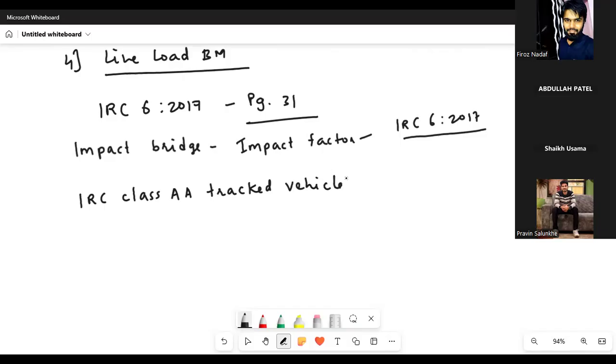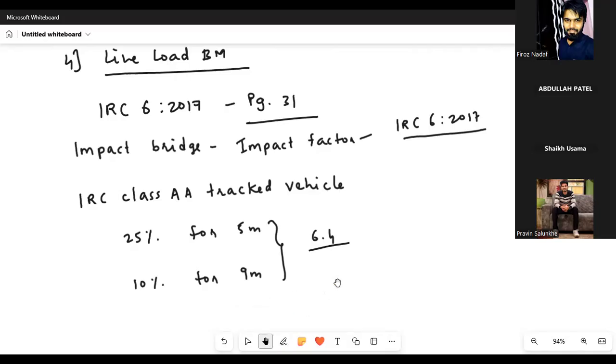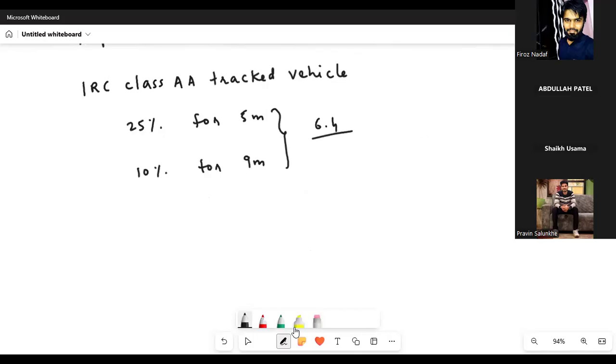The impact factor is 25% for 5 meter and 10% for 9 meter. So our effective span is 6.4. The impact factor for a 5 meter bridge is 25% for a class AA tracked vehicle, and it is linearly decreasing to 10% for 9 meter. So how to find it for 6.4? We have to interpolate and find the impact factor for the span of 6.4 meter.